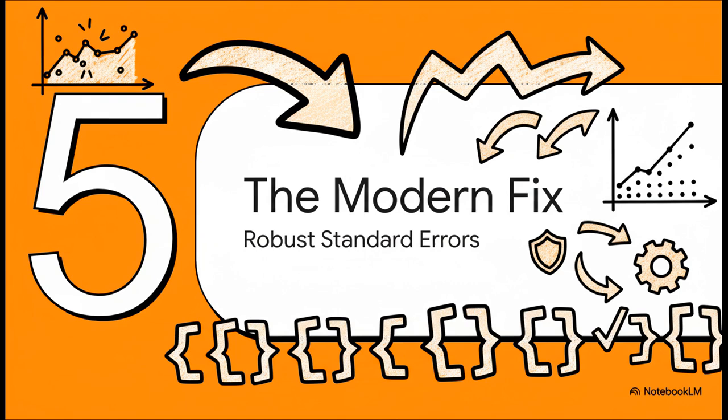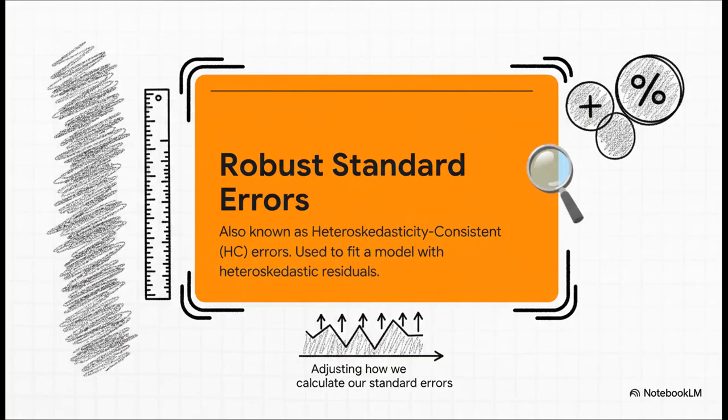We found the problem. Now, what on earth do we do about it? Well, let's talk about the modern and by far the most common solution. We use something called heteroscedasticity-consistent standard errors, or what pretty much everyone just calls robust standard errors. And the idea is really clever. Instead of trying to change our model, we just adjust the way we calculate our standard errors. It's a way of correcting our statistical yardstick to account for the messy data. This makes our p-values and our confidence intervals trustworthy again.